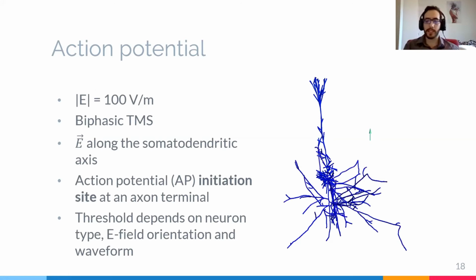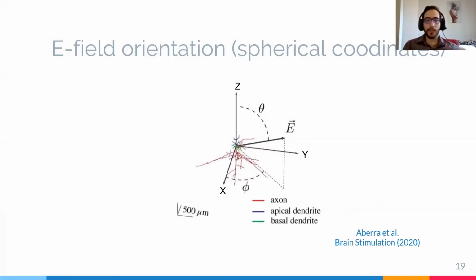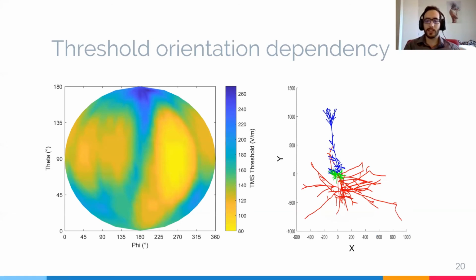For example, in the Aberra paper that was previously mentioned, they studied such electric field orientation, and this is basically a replication of the TMS threshold dependence on the neuron activity that we see here. Basically, in spherical coordinates, if we apply the electric field in different directions, we see that the threshold depends on the exact orientation of the electric field.